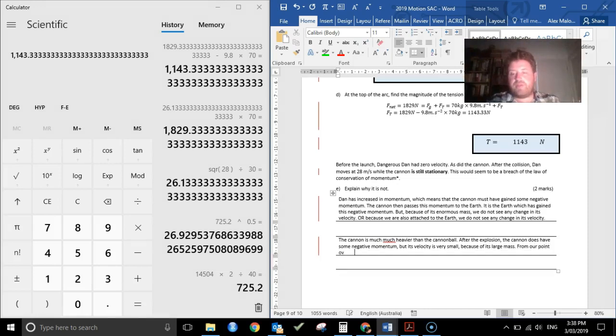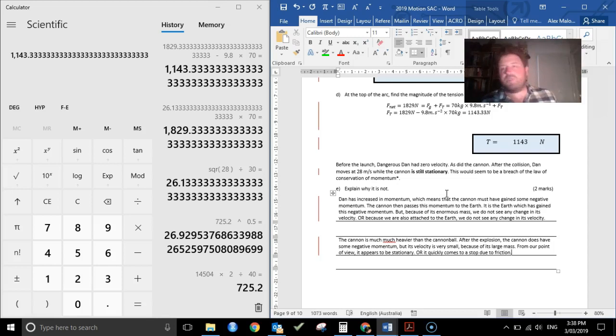From our point of view, it appears to be stationary. And then some people also said it quickly comes to a stop due to friction, which is actually kind of a backdoor way of saying that it passes that momentum onto the Earth, which was the answer I was actually looking for in the first place. But more talking about it from the weight of the cannon point of view, rather than the fact that it's secured to the ground point of view.